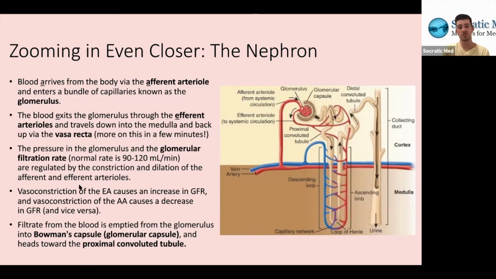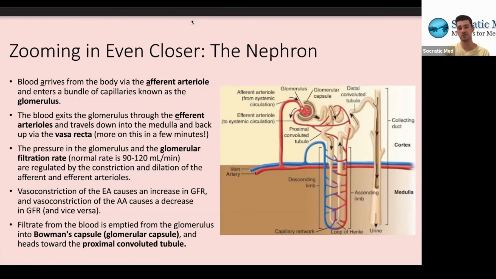Vasoconstriction of the efferent arteriole causes an increase in the glomerular filtration rate. If you think about that logically, the efferent arteriole is the one that is leaving the glomerulus. If you constrict that, you're stopping the flow of blood out of the glomerulus, but the flow of blood in remains the same. That's going to increase the blood volume in the glomerulus, and it's also going to increase the hydrostatic pressure.